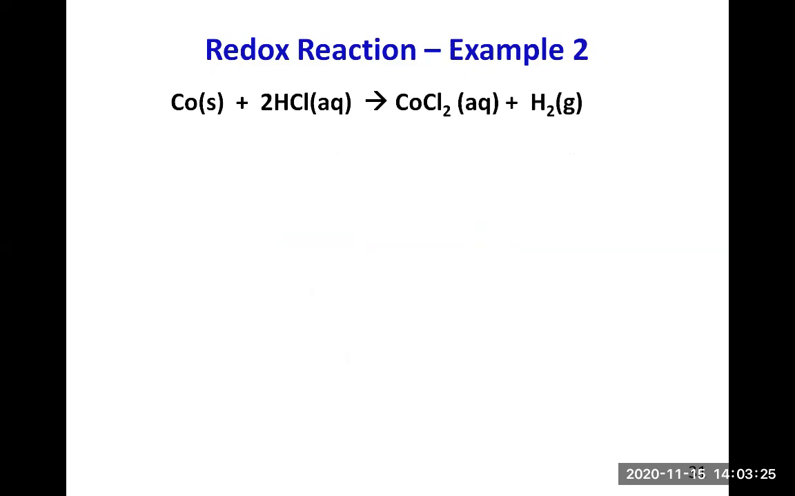Let's look at another example. Cobalt, solid, so it's a metal, plus 2 HCl aqueous, that's hydrochloric acid. So if you put a piece of cobalt metal into hydrochloric acid, you get CoCl2, an aqueous solution, plus H2 gas. So you will see a formation of bubbles from the hydrogen escaping as a gas. And you form ions of cobalt and chloride that combine together to make the CoCl2 compound here.